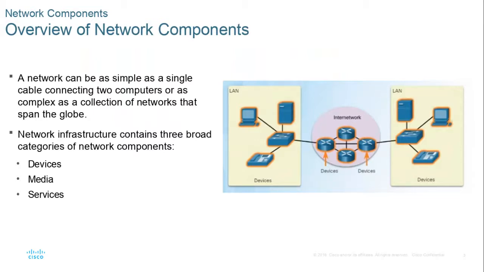So here are the three different types of components on a network: devices, media, and services. The devices in the left-hand portion of that diagram are devices like desktop PCs, servers, Cisco IP telephones, and an Ethernet switch to connect everything together. Those are all devices. In the middle of the diagram, we have some little round things. Those are called routers. Think of your home router.